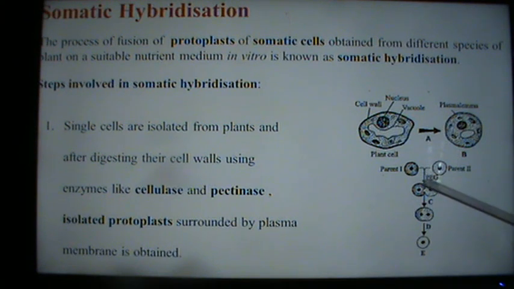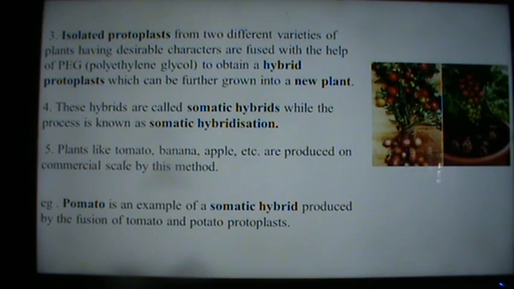The main function of polyethylene glycol is to help in the fusion of the two cells, one cell from plant A and one from plant B, and then it gives a somatic hybrid. So isolated protoplasts from two different varieties of plants are taken and fused in polyethylene glycol to obtain a hybrid protoplast, and that can be grown into a new plant.